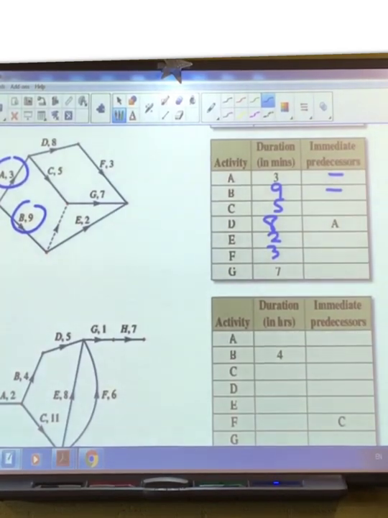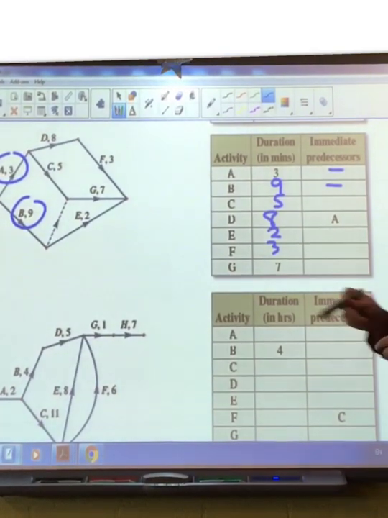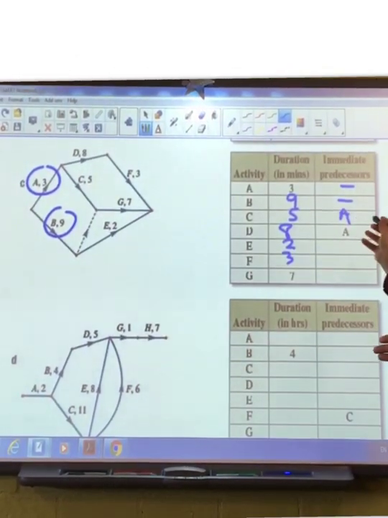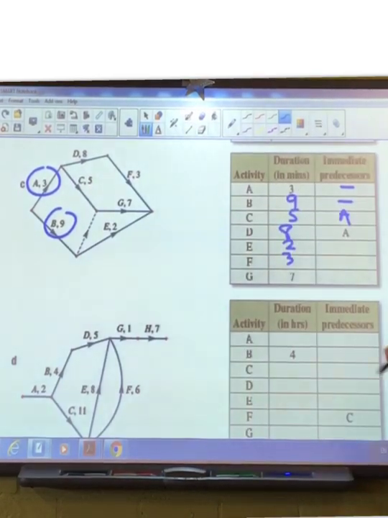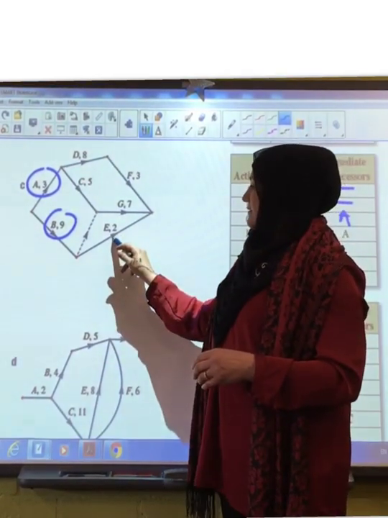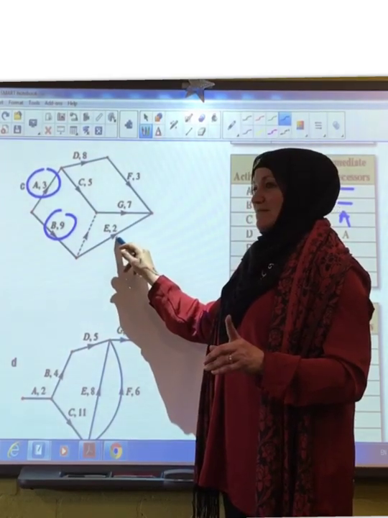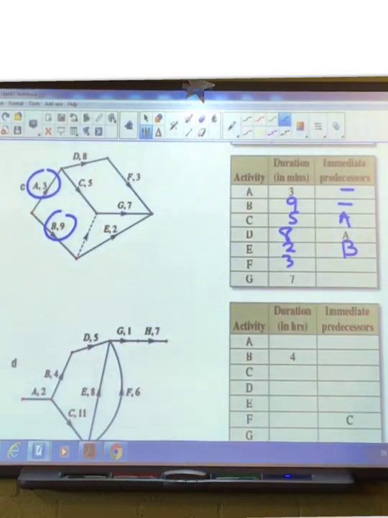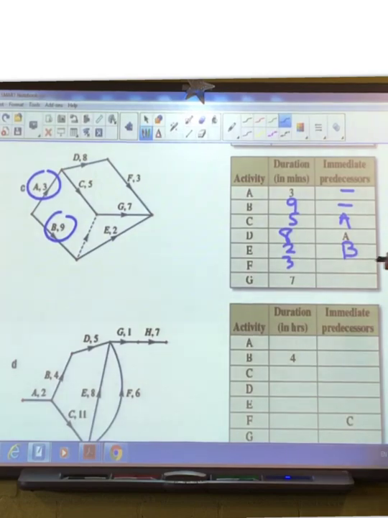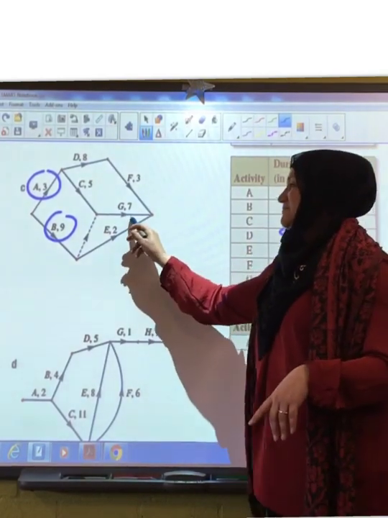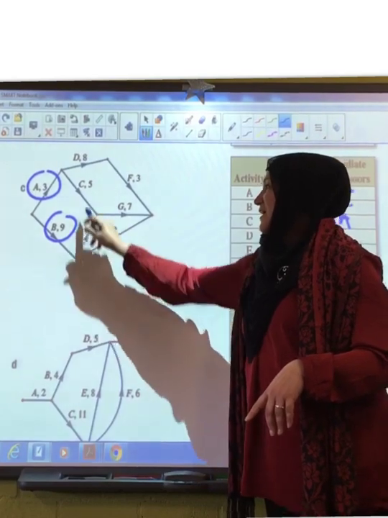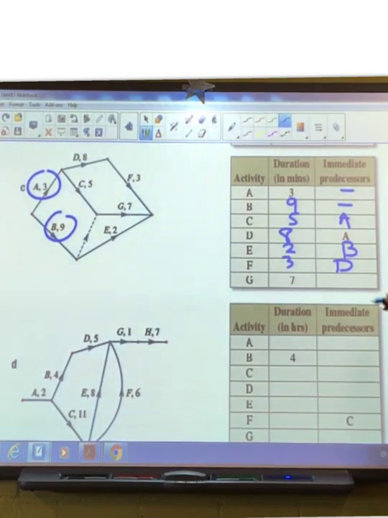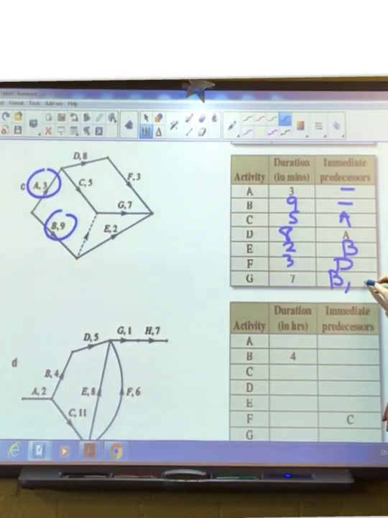Okay, let's continue with the arrows now. C. What's the predecessor of C? A. Very good. D. A. It's already given to you. E. Where's B? Only B. All right. Let's see later on if you're right. F. D. G. B and C. So this dummy line is coming from B towards G. So it's B and C. Very good.